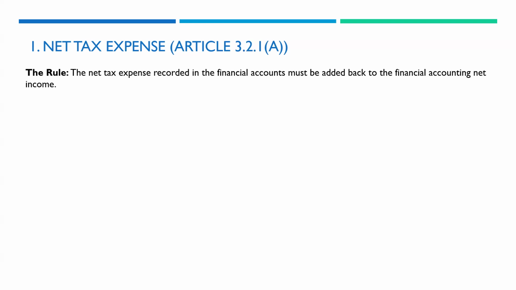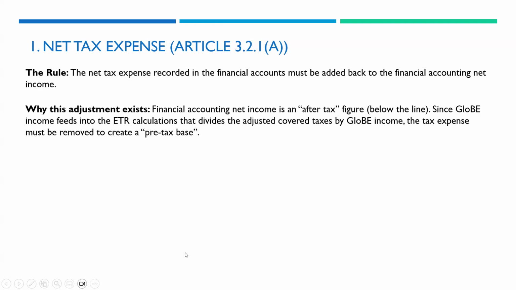So you could ask me, why would we start with net profit after tax? We could have started with net profit before tax, right? That's because this net tax expense has a lot of inclusions. Financial net profit is an after-tax figure. Since GloBE income feeds into the ETR calculation that divides the adjusted covered taxes by GloBE income, the tax expense must be removed to create a pre-tax figure. Now let's come back to the question. Why can't we take net profit before tax, and why should we do after tax and then add back taxes?